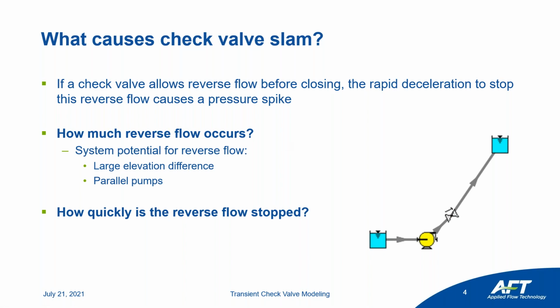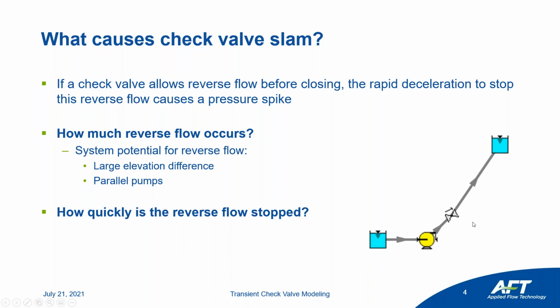So the system has a certain amount of potential for reverse flow. If we use this diagram as an example, where we're pumping up a very large hill, if this pump trips all of a sudden, we're going to have significant reverse driving force for our flow. Let's say we were pumping up 500 feet in an extreme case. Now we have that 500 feet of head that wants to flow the opposite direction. The larger this elevation difference, the larger the reverse flow potential will be.